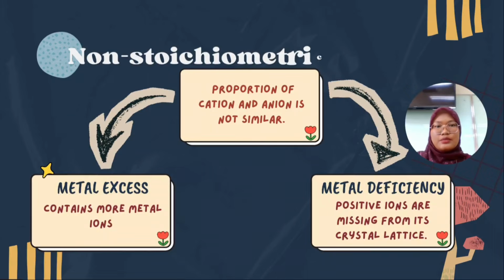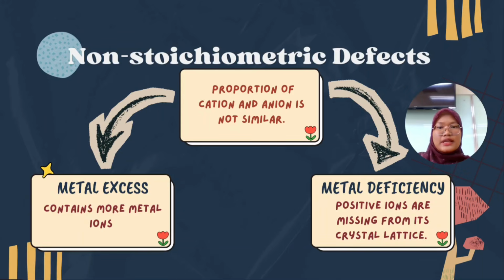Now, let's move on to the non-stoichiometric defect. Unlike stoichiometric defect, where the ratio of cations and anions remains balanced, non-stoichiometric defect happens when this ratio is no longer equal. In other words, the number of positive and negative ions is different. There are two main types of non-stoichiometric defect.